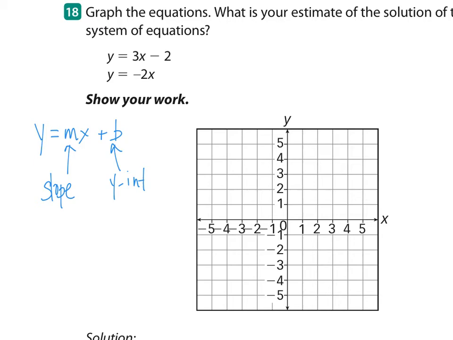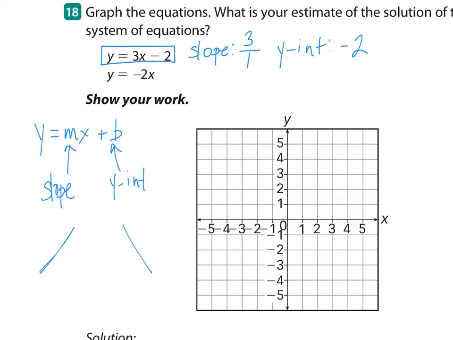So I'm going to graph this one in blue. So this has a slope of positive 3, or you could think of that as 3 over 1, and this has a y-intercept of negative 2. Okay, think about what kind of slope is shown by each one of those lines. One on the left is positive slope, the one on the right is negative slope. So go to your y-intercept, that is at negative 2. Give yourself a dot.